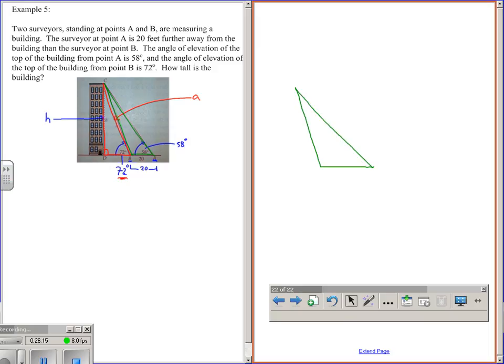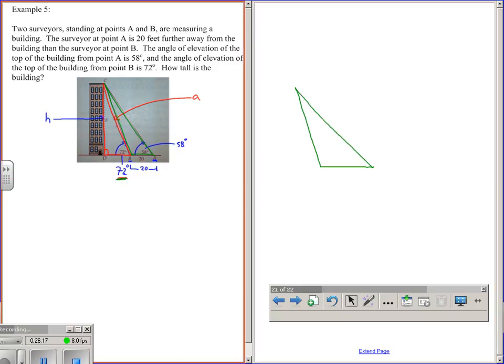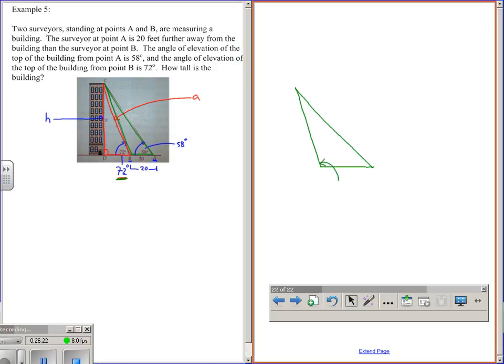In that triangle, I know this is 72 degrees, and it makes a linear pair using this angle. So if that's 72 degrees, that makes this angle here 108 degrees. We already know that the measure of this angle is 58 degrees. And we know the length of this side here is 20. That's the distance between the two people standing there. So if we have an angle measure of 108 degrees and a 58-degree angle, that's enough information to figure out that this is 14 degrees.